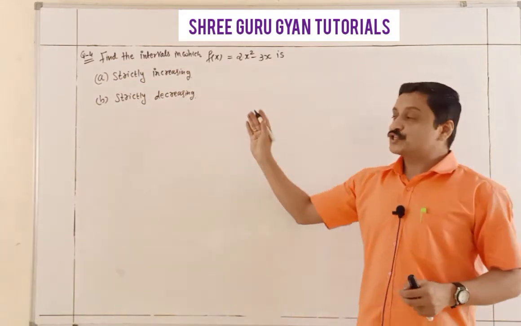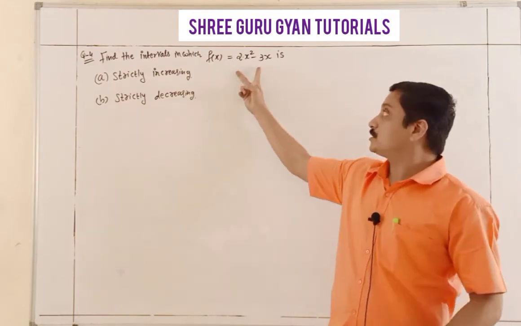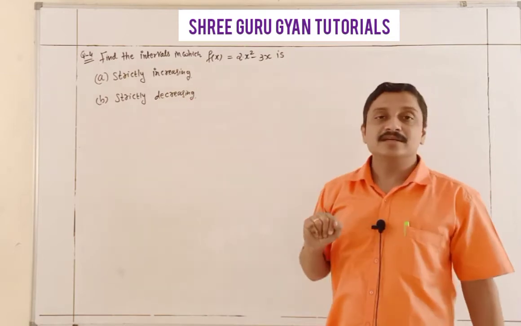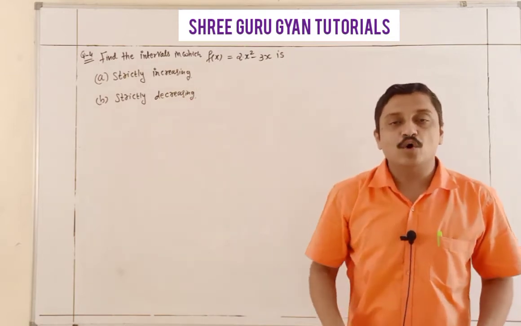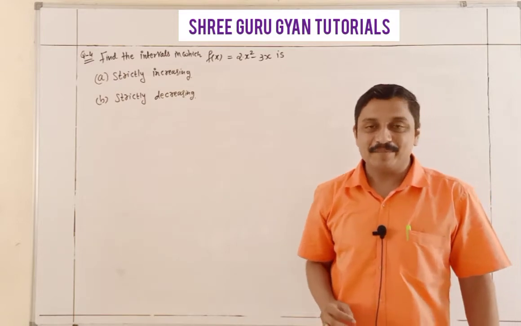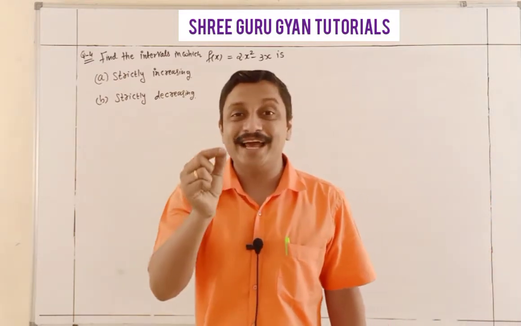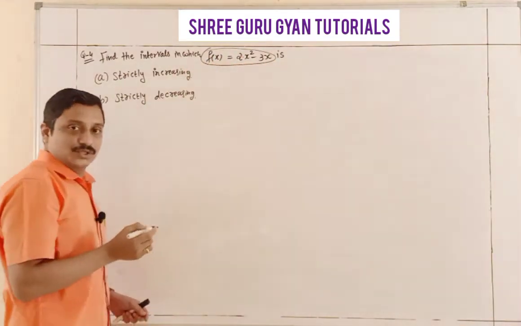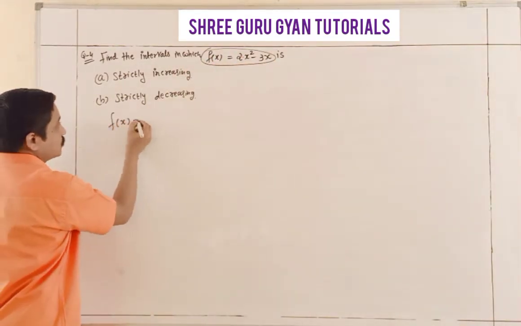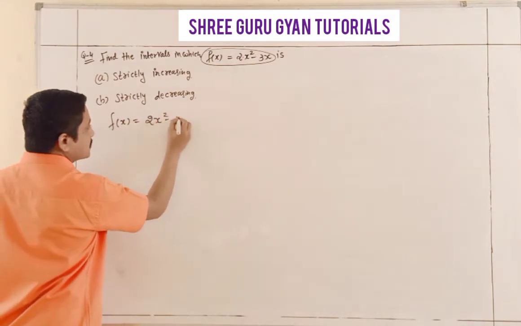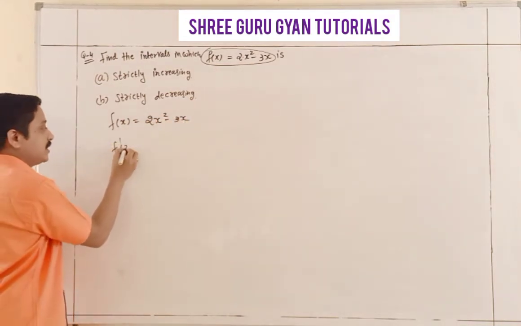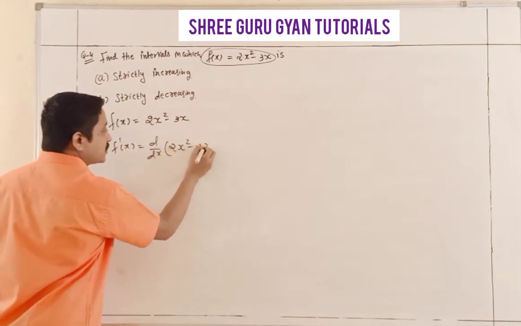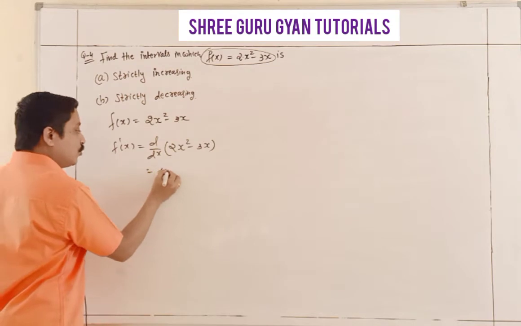Now students, question number 4. Given the function 2x² − 3x, we determine in which intervals it is strictly increasing or strictly decreasing. Students, I will first derive the derivative of this function. So, given f(x) = 2x² − 3x, I take the derivative f'(x) = d/dx of (2x² − 3x). You know that it is 4x − 3.